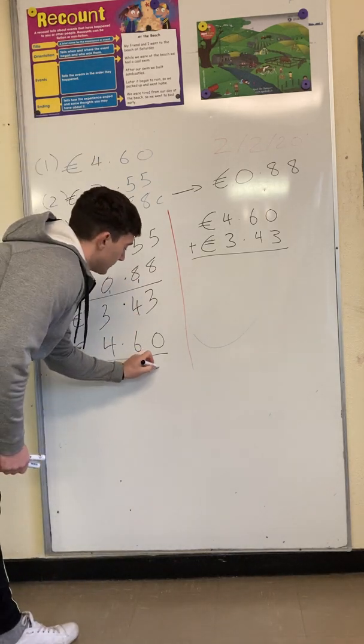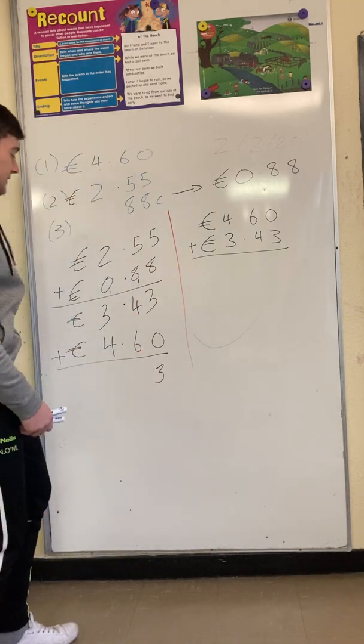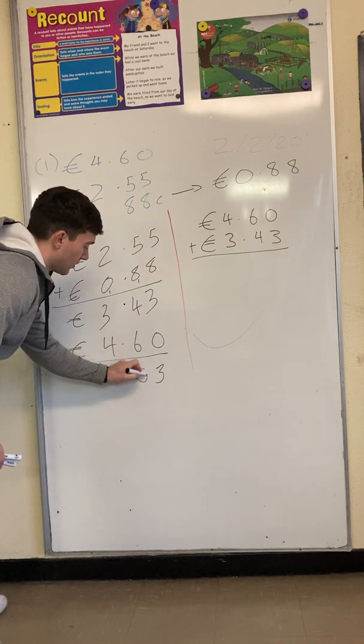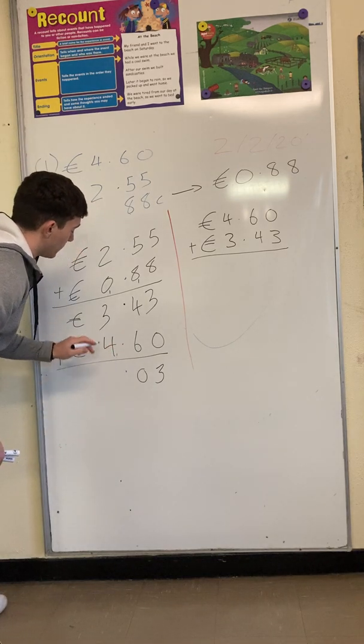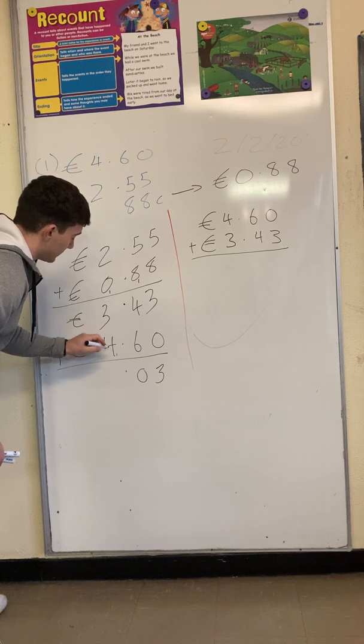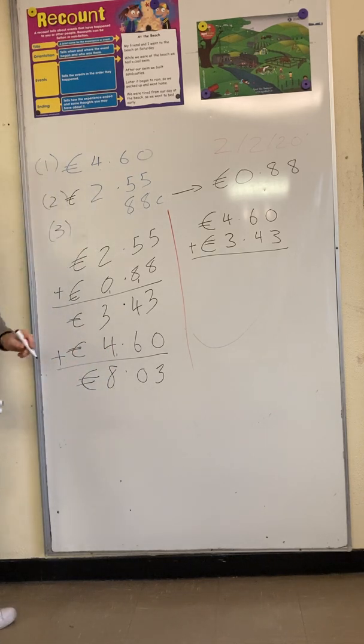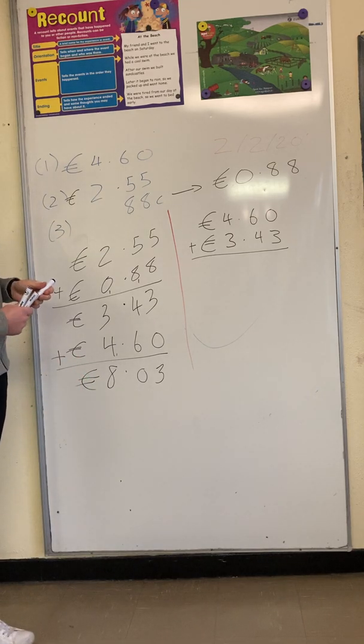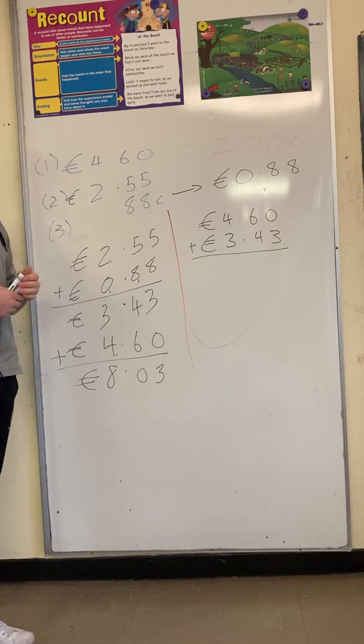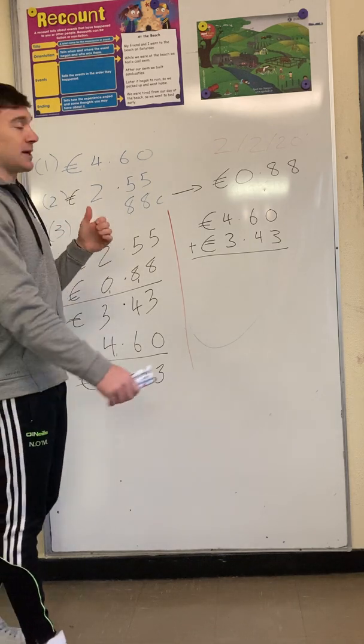3 plus 0 is 3. 4 plus 6 is 10. So you put down your 0, down your decimal point, carry over 1. 3 plus 4 is 7, plus 1 is 8. So the total cost of going to the cinema was €8.03. Now, that is just this problem. Let's go through the key steps again.